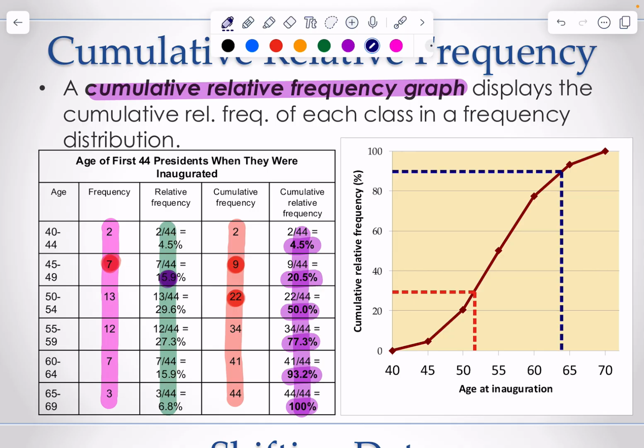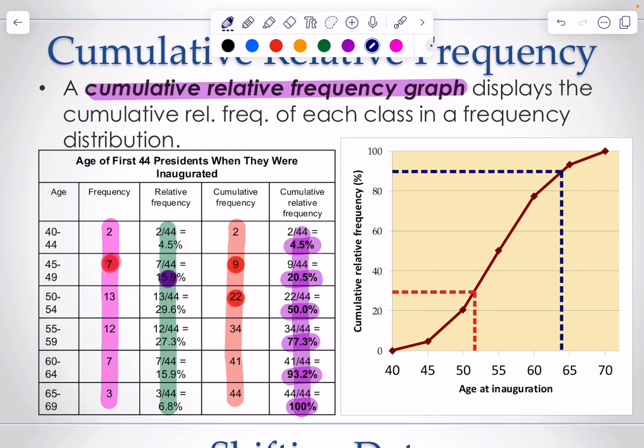So we're just looking at where those values go along that x and y axis. So if I want the 64-year-old president, would be about the 90th percentile, or if I'm converting from a percentage to a value, the 30th percentile would roughly represent 52 years of age. So I can do anything with those different percentiles. Probably most importantly, as far as this cumulative relative frequency graph is concerned, is I can find important parts of my data set like my quartiles and my median.